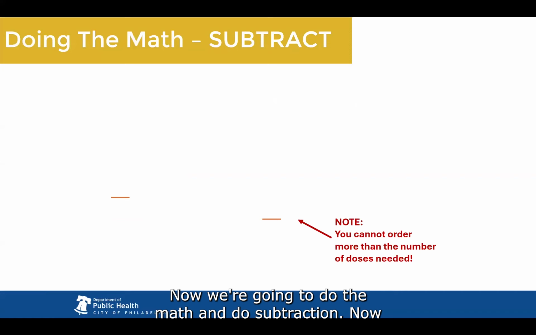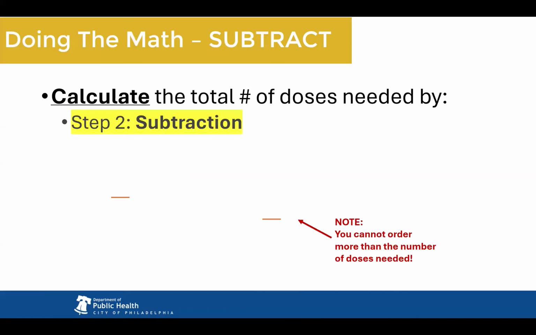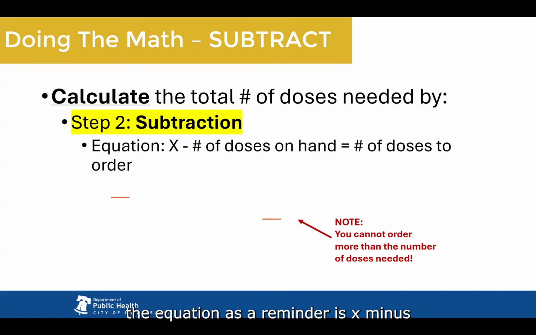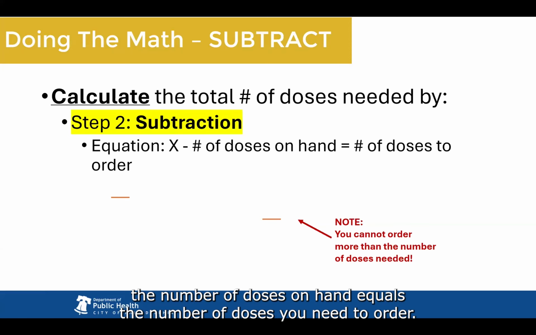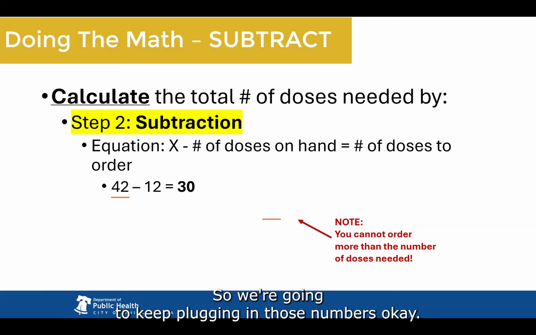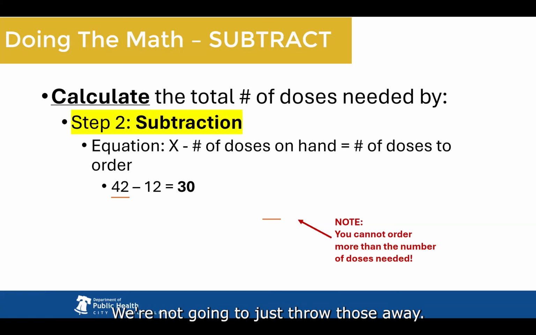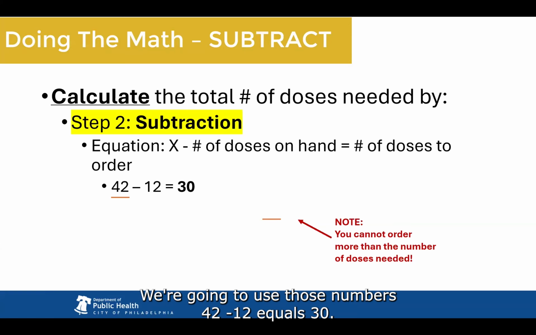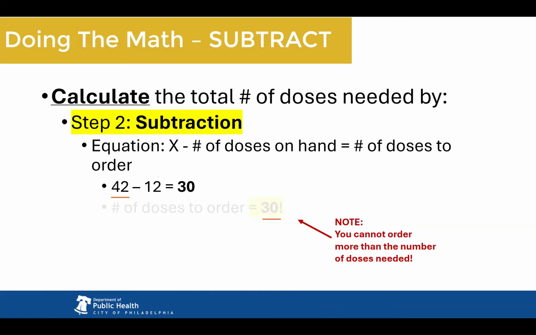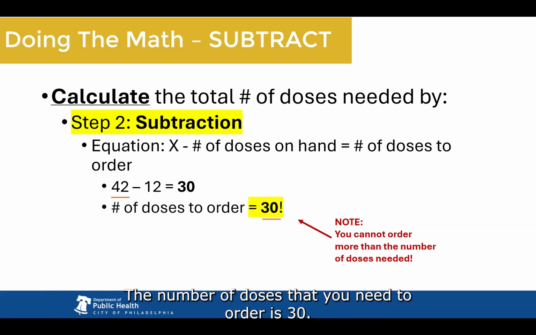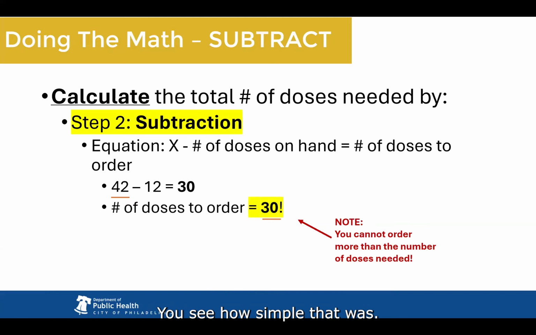Now we're going to do the math and do subtraction now. The equation, as a reminder, is X minus the number of doses on hand equals the number of doses you need to order. So we're going to keep plugging in those numbers, okay? We're not going to just throw those away. We're going to use those numbers. 42 minus 12 equals 30. The number of doses that you need to order is 30. You see how simple that was?